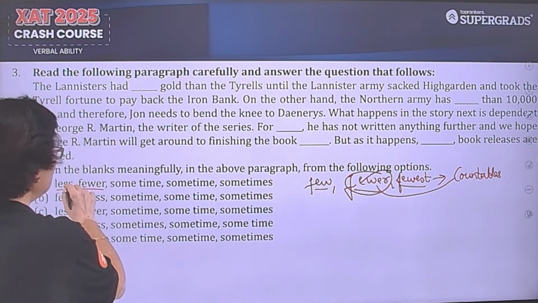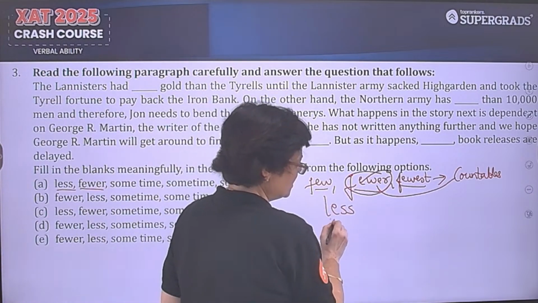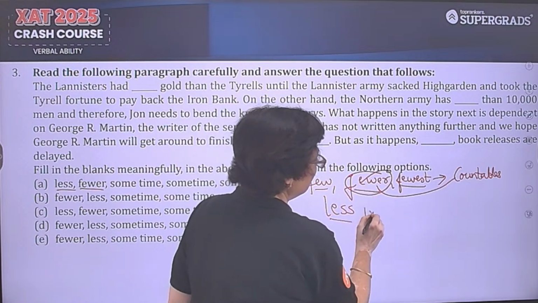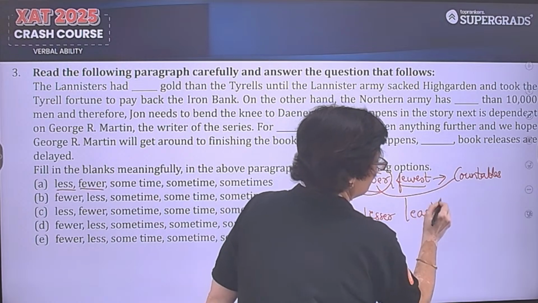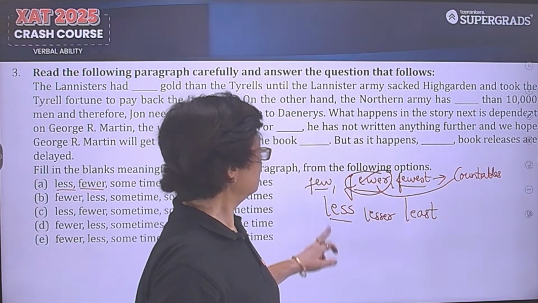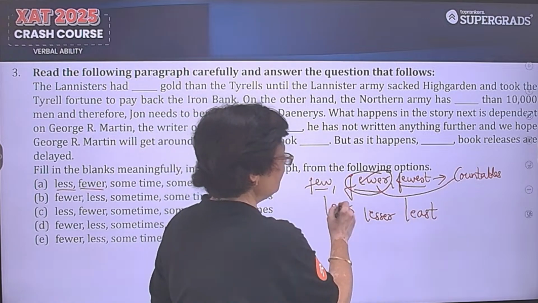Now, less is a positive degree. Then you find lesser, and you find this last one, which is the least. सबसे कम, है ना? कम, उससे कम, सबसे कम. This is a comparison. But what happens in less?